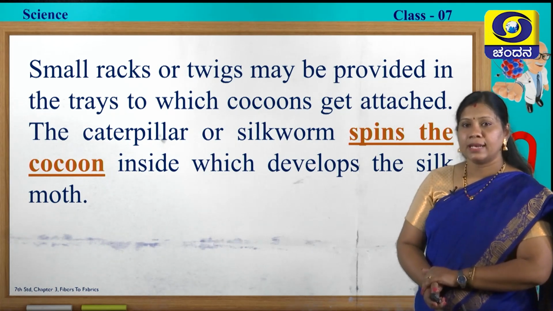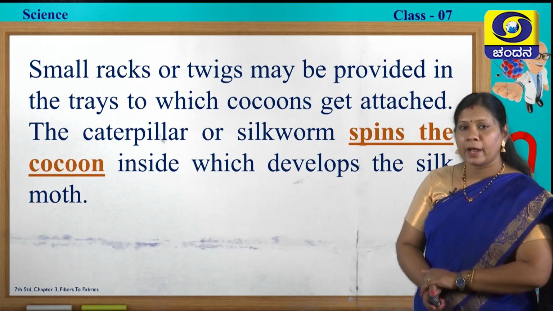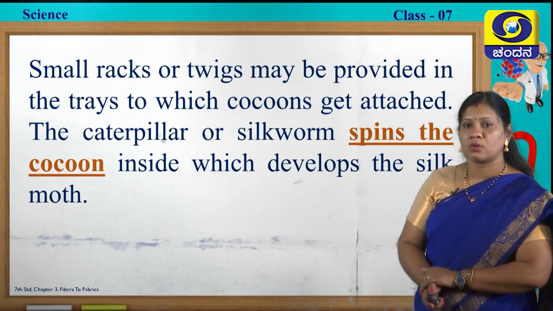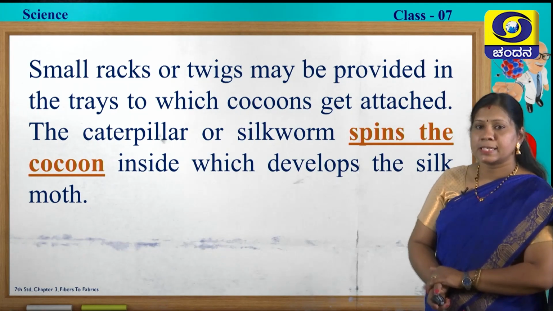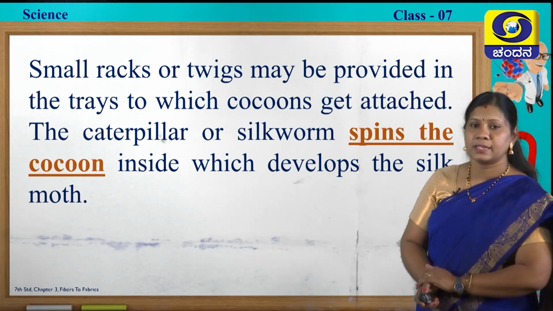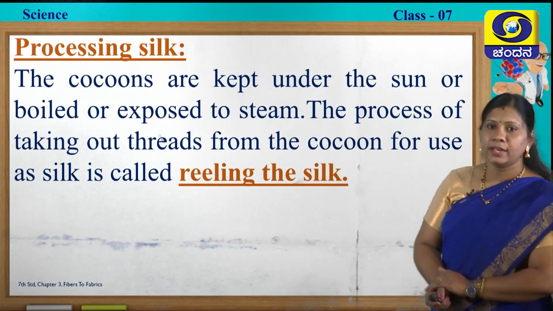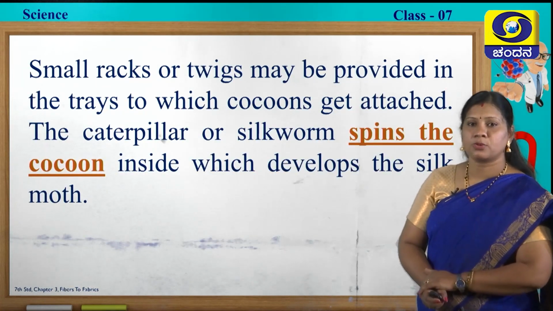Next, small racks of twigs may be provided in the trays to which cocoons get attached. The caterpillar or silkworm spins the cocoon inside, which develops the silk moth. Fine? You got this point, students?